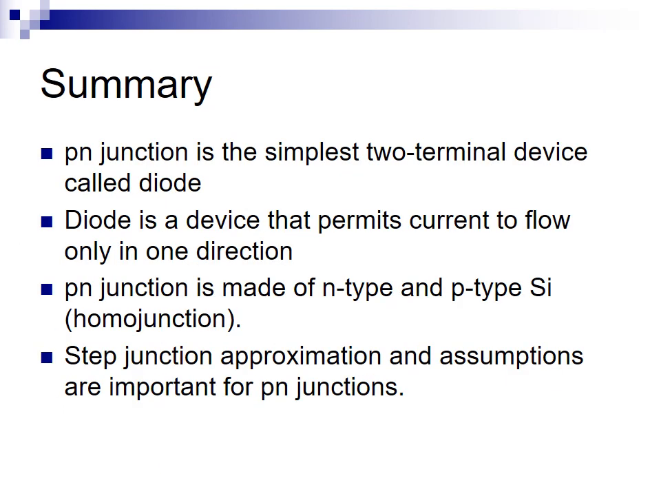So that's all for the introduction of the PN junction. The PN junction is the simplest two-terminal device, which is also known as a diode. A diode is a device that permits current to flow only in one direction, and generally the PN junction is made of the same material, which is silicon. Finally, the step junction approximation and assumptions are important for further discussion of PN junctions.